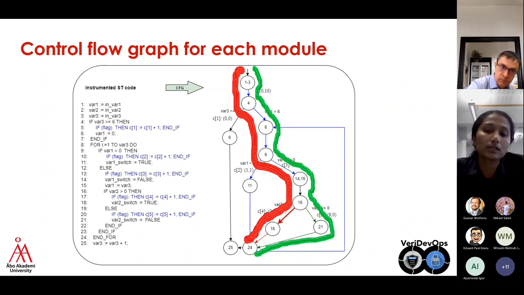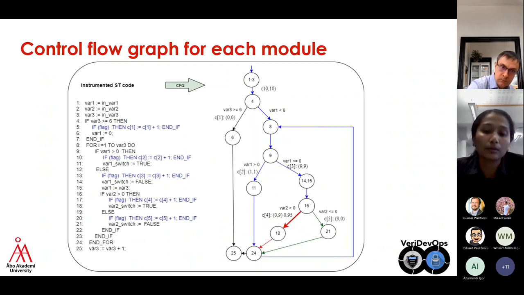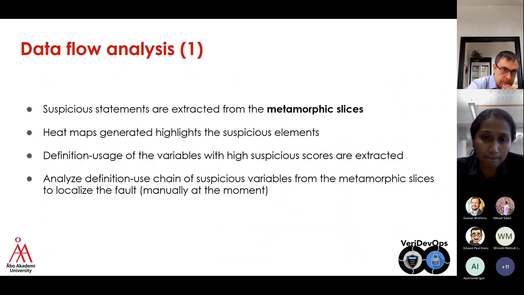So in this control flow graph, visually it would help the developer in program analysis by reducing the scope of search or analysis to the most suspicious parts of a program organization unit. So we extract the suspicious statements and the corresponding suspicious variables from the metamorphic slices, and heat maps are generated to highlight the most suspicious elements in a particular module.